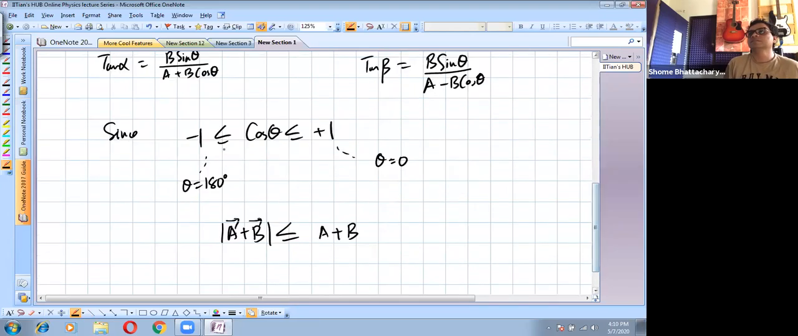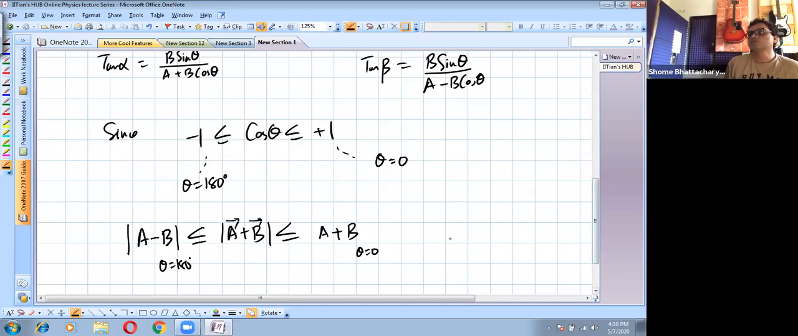And similarly, the minimum value corresponds to when cos theta is minus 1. And at that time the quantity inside the square root becomes A minus B whole square. So this just becomes the difference of A minus B. So the resultant's maximum possible value is A plus B and the minimum possible value is A minus B. But the maximum happens when theta is 0, and the minimum happens when theta is 180 degrees. And for all other thetas, it is somewhere in between these two values.